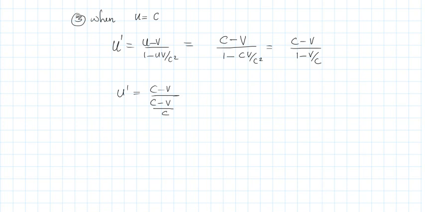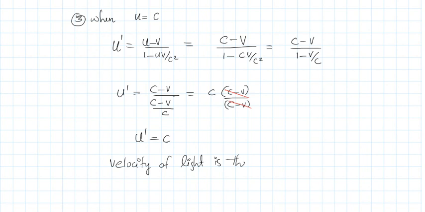Taking the LCM below, this c goes up, into c minus v by c minus v. c minus v and c minus v will cancel. So finally the answer is u prime equal to c. That is, if you are observing the motion of light in frames s and s prime, you will have the same velocity in both frames. So the velocity of light is the same in both frames.